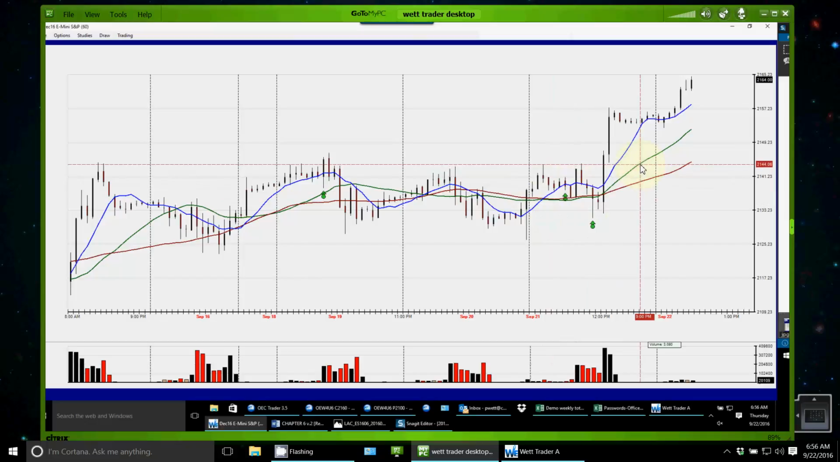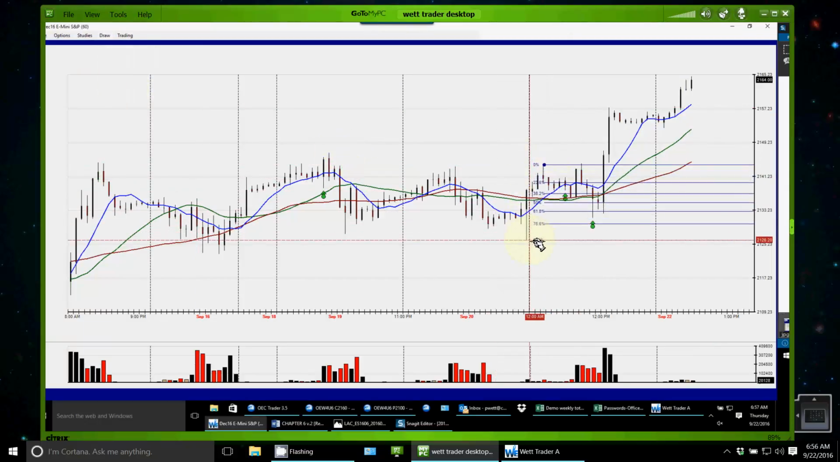The green is a 21. Now, as long as we're above that moving average, we were buy. Just like we did here. So what the software did, and I'm going to show you what the software did, is it took this significant high, it took this significant low, and it bought here.